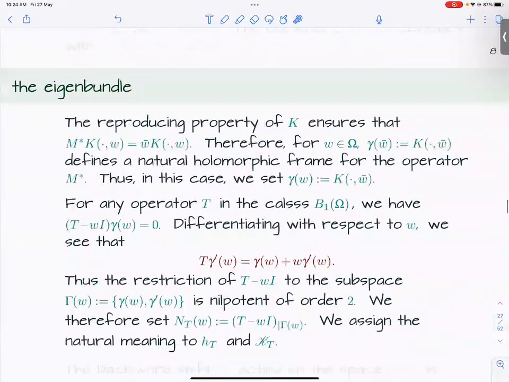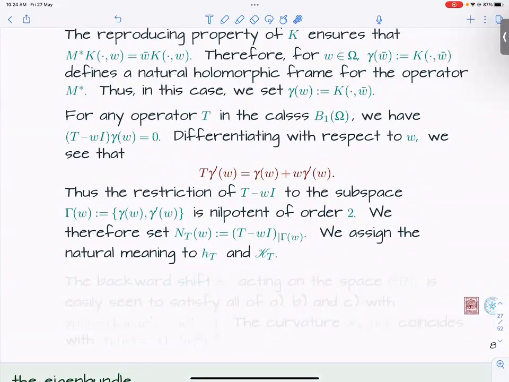For any operator T in the class B1 of omega, remember B1 of omega was defined kind of abstractly, saying that we must be able to find a holomorphic choice. But now we are going to work with only this class of operators, which are adjoints of multiplication operators. But before we exploit that, let us get rid of something in full generality without going into the model. Namely, if you have an operator T in the B1 omega class, then T minus omega I applied to gamma omega is equal to zero. This is just the condition that gamma omega is an eigenvector with eigenvalue omega.